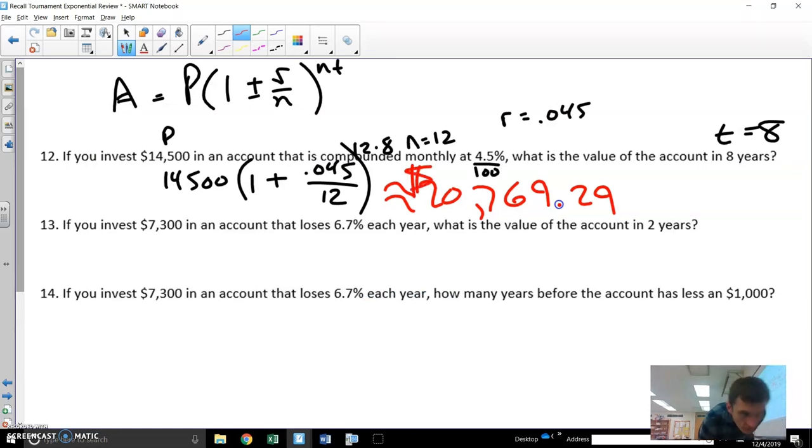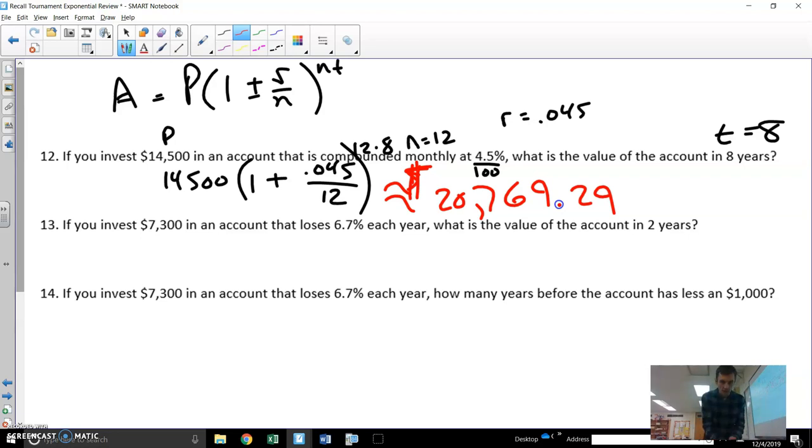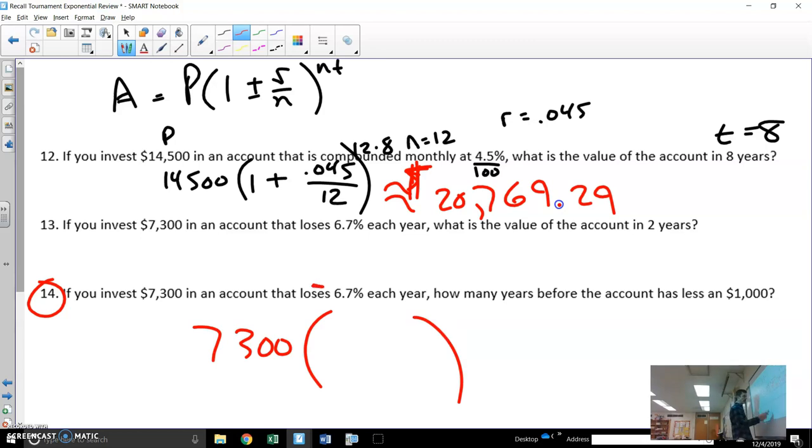Okay. So just watching my time there. That's 20, by the way. Kind of hard to read. $20,000. Now, for these other ones, you may try to explore, like for example, 14. 14, you're going to be able to set up a lot of it. Oh, you're losing, so I need to do 1 minus 0.067 as a decimal. It doesn't say I'm compounded at all. In fact, it just says each year. So that means my n is 1. And then it's 1 times t, and I really don't know what that is.